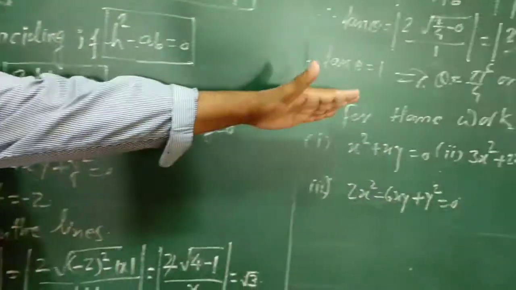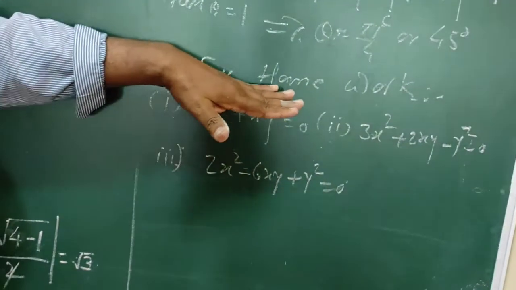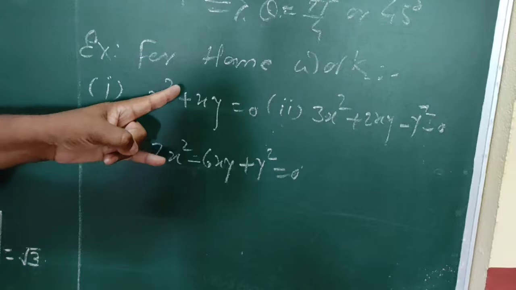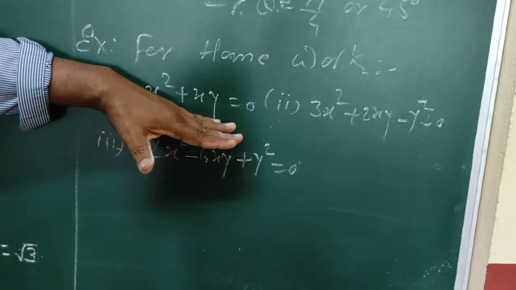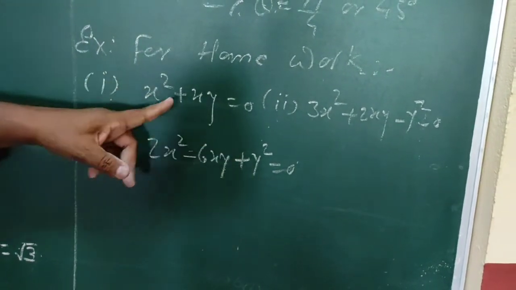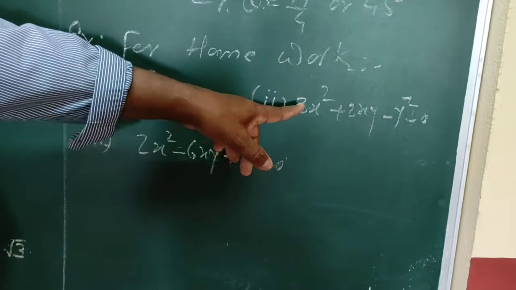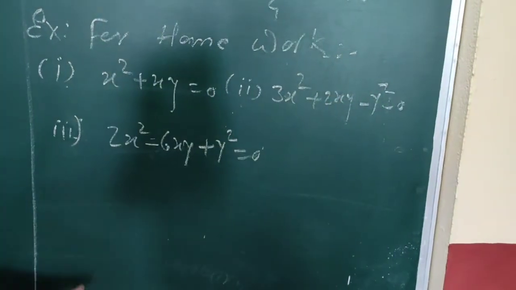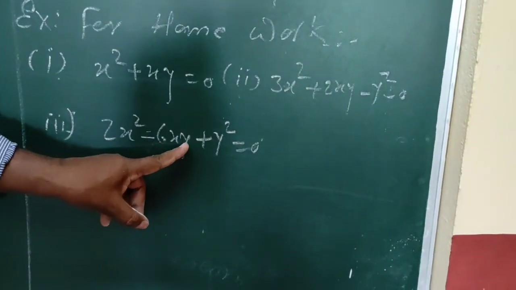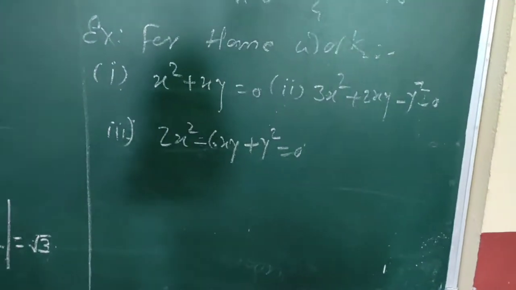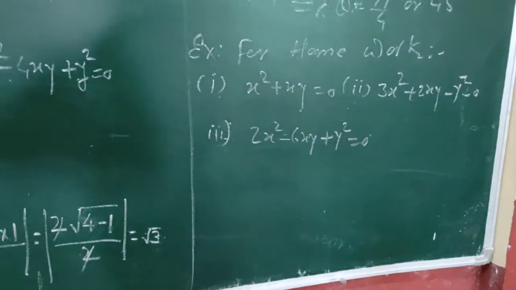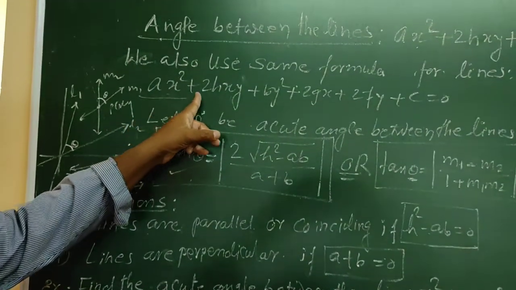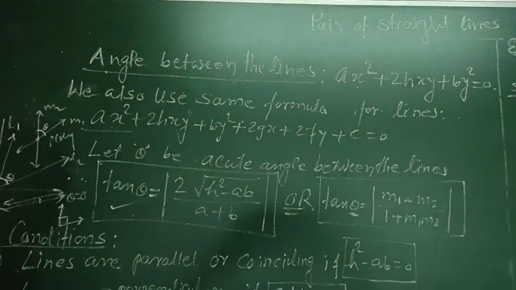Now these are examples for you for homework. On the same formula you can solve these problems, to find the acute angle between the lines x square plus xy is equal to 0. The second example is 3x square plus 2xy minus y square is equal to 0. And 2x square minus 6y plus y square is equal to 0. In the next lecture we use the same formula for the pair of lines passing through the AB point.